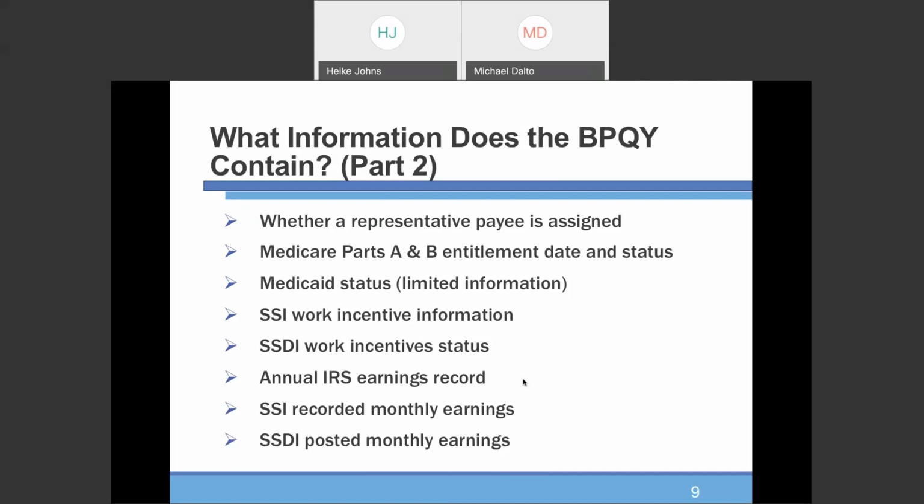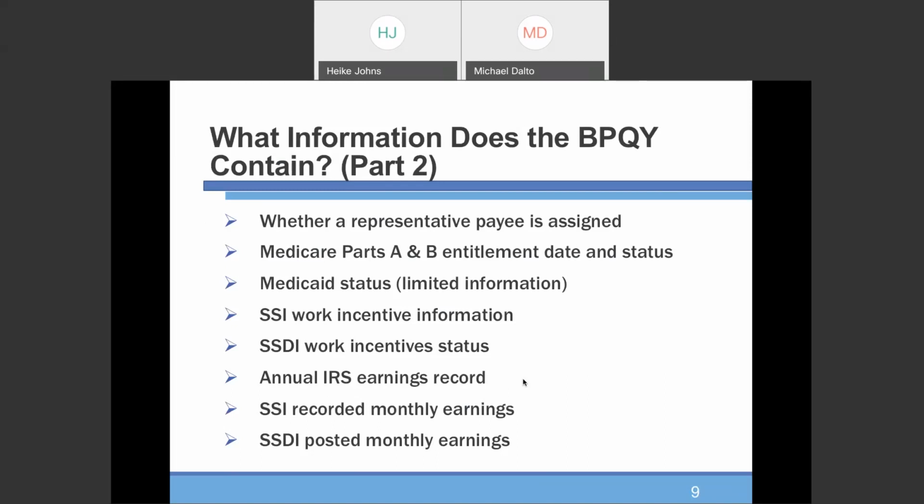Their Medicaid status, this provides just very limited information. Usually it only shows if a person is getting Medicaid if they're eligible based on receiving SSI or 1619B. It may, although this is fairly rare, provide some information about SSI work incentive use. It may provide information about Social Security disability work incentive status, the trial work period, cessation month, the extended period of eligibility. This is much more common.